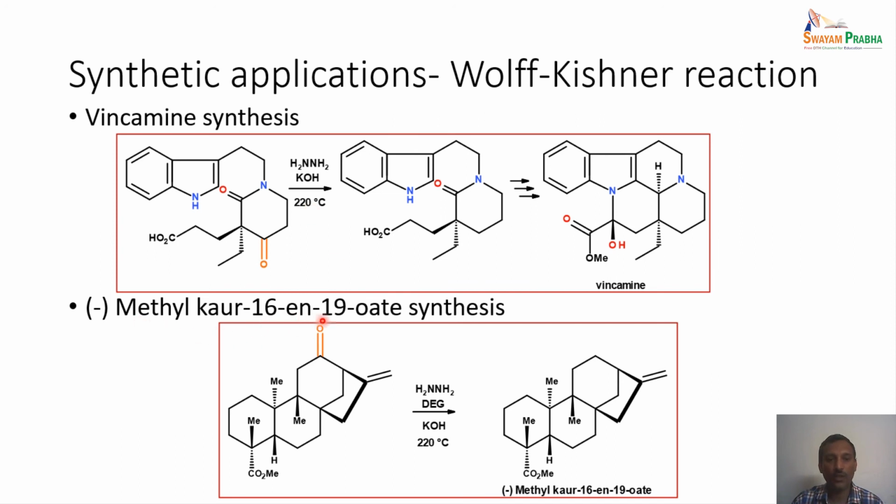And the methylchlor synthesis also involves Wolff-Kishner reduction. In this particular case, the carbonyl group is reduced to the CH2 group. The double bond is not at all affected in this particular case. So here we can say selective reduction of the carbonyl group is possible using the Wolff-Kishner reaction.